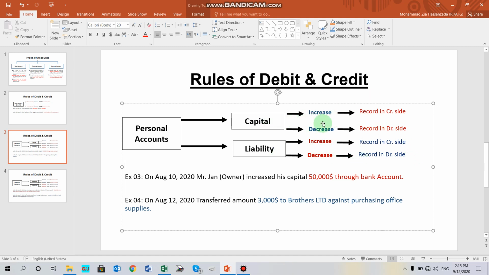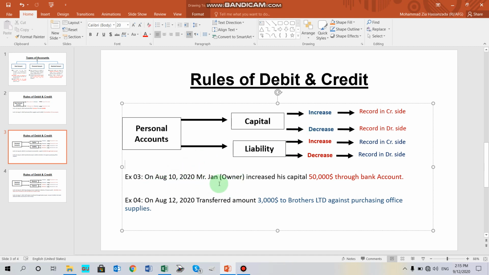When there is an increase in our capital, we will record it in credit side. If there is a decrease in our capital, we will record it in the debit side. And the same case is applicable for liability as well. When there is an increase in the liability, we should record it in credit side, and if there is a decrease in the liability, we will record it in the debit side. For better understanding, we have two examples here.